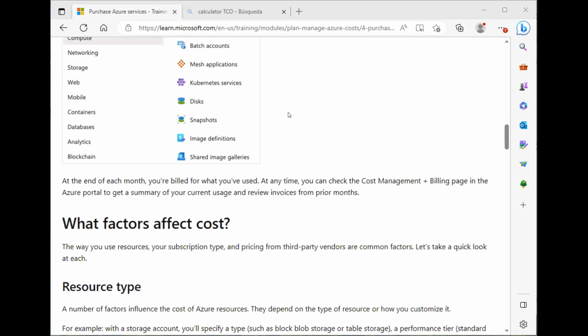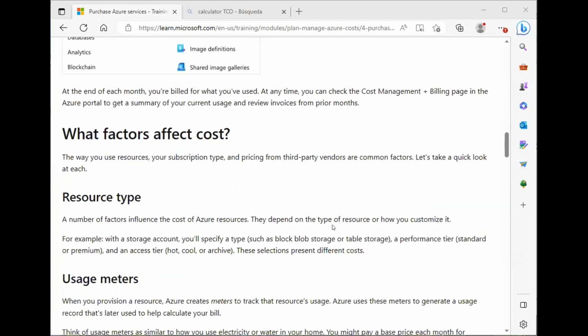At the middle of each month, you're billed for what you've used. At any time, you can check the Cost Management plus Billing page in the Azure portal to get a summary of your current usage and review invoices from previous months.